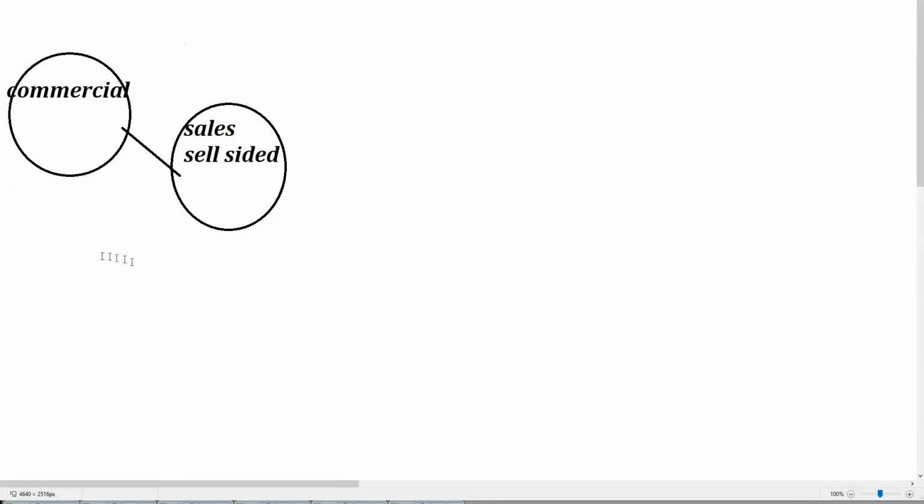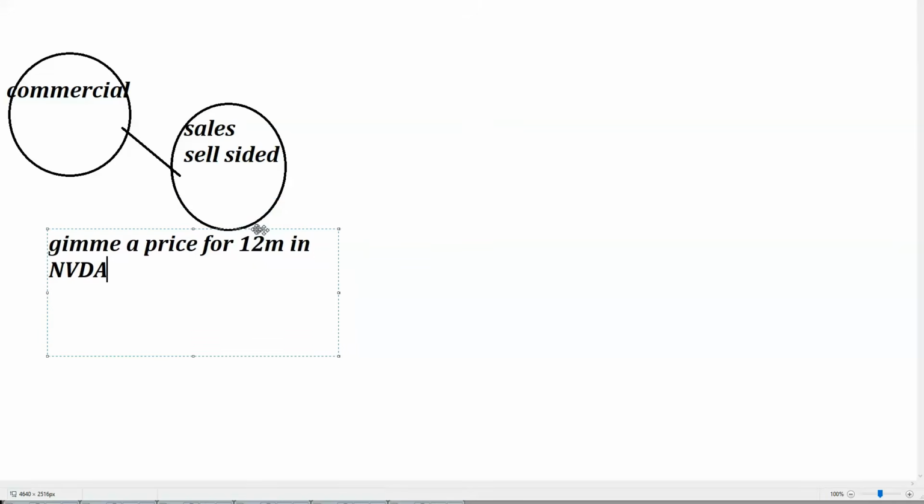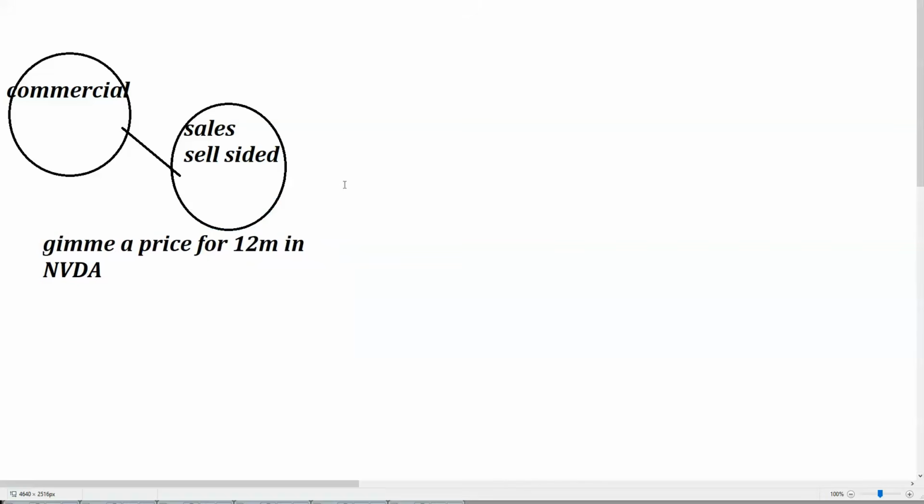And this guy says to this guy, pre-market, sorry, let's change the words. Now, sometimes they'll ask for a two-way price because they don't want to give away the idea, but usually that's not the case because you're just going to widen the bid and offer spread anyway, so it's not going to make any difference. So we're just going to say, give me a price for 12 million in Nvidia, right? So what does the sell side guy do? Does he give him a price? Pradeep, would the sell side guy give him a price?